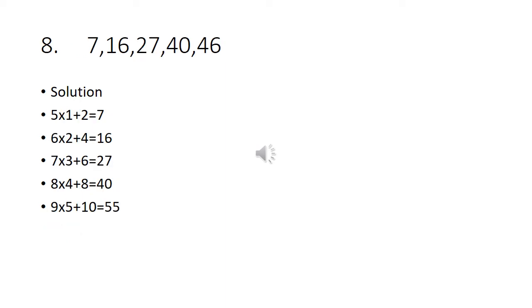8th problem: 7, 16, 27, 40, 46. Solution. 5 into 1 plus 2 equals 7. 6 into 2 plus 4 equals 16. 7 into 3 plus 6 equals 27. 8 into 4 plus 8 equals 40. 9 into 5 plus 10 equals 55. So the odd one out in this series is 46.